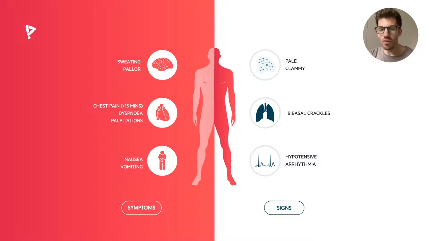Typical signs of acute coronary syndrome include paleness in the patient, clamminess, and there may be bibasal crackles, which is when you auscultate at the base of the lungs, you may hear crepitations or crackles due to the development of heart failure. And there may also be features of hypotension, so low blood pressure, and arrhythmias.